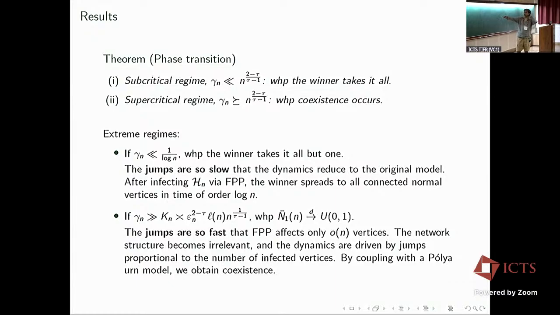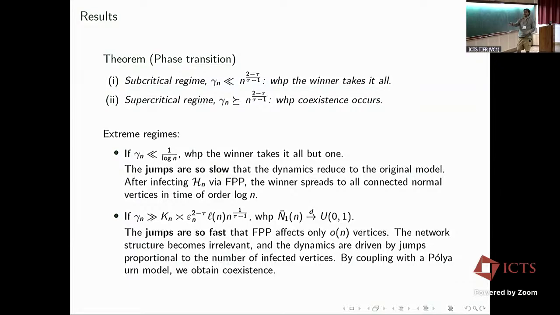And this 1 over log n comes from the fact that if you infect at some point the giant hub, we call it H_n, then from there you can go to the rest of the network, and it takes time of order log n to get all the other nodes outside. So if gamma is even smaller than that, then jumps are not even fast enough to make even one jump. The loser cannot even jump once because meanwhile the winner got the giant node and got the rest.